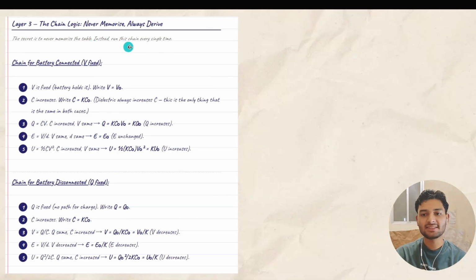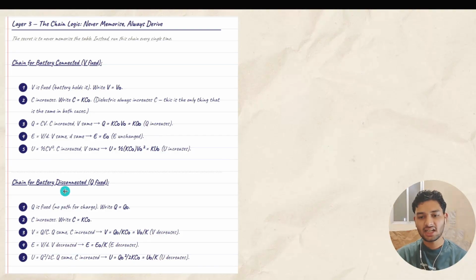The secret is to never memorize the table, instead run this chain every single time. So how do we run the chain? Chain for battery connected, V fixed. The battery holds it, right? V equals V naught. So when the battery is connected, as I told you, we have constant voltage. C increases, right? C equals K C naught. A dielectric always increases C. This is the only thing that is the same in both cases, as I said before too. Now Q equals CV. C increased, V same, means the charge is increased. Q equals K C naught V naught, K Q naught.